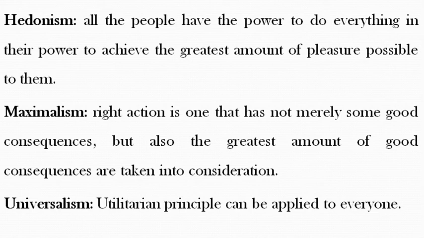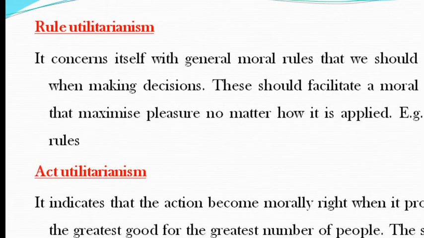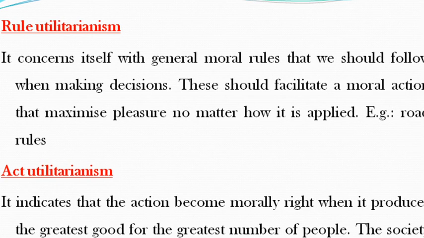That is, it is universally acceptable. That is the concept of universalism. Okay, so these are the four basic theses of the utilitarianism principle. Then next we are moving to rule utilitarianism and act utilitarianism. Rule utilitarianism basically concerns itself with the general moral rules that we should follow while making decisions.